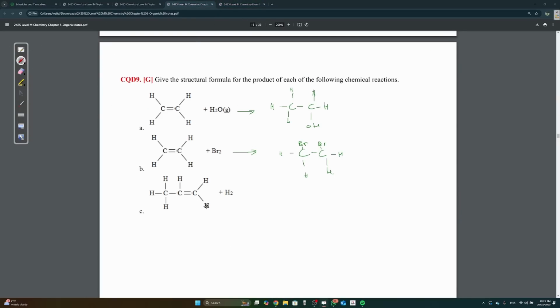Last one here, you have what seems scary, but don't be scared, it's still an alkene because you have the double bond. This is just C3H6. C3H6 plus hydrogen, what do you get? C3H8. So don't panic, just add 2 hydrogen. C3H8 looks like this.